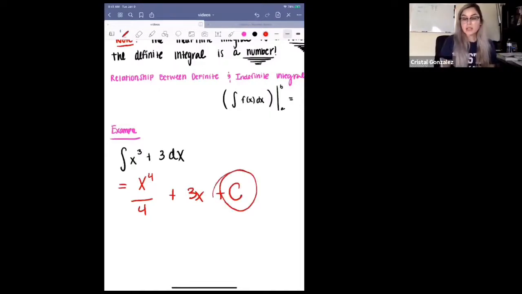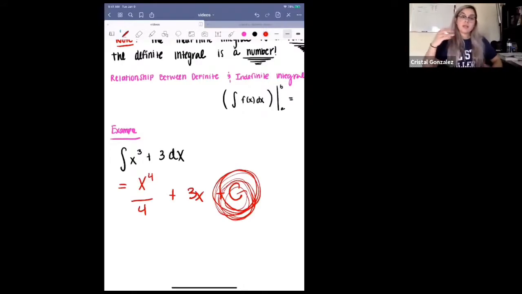And now I actually do really need this c. It's important because now I don't have bounds. I'm not evaluating it from one place. I'm not evaluating from a to b anymore. I'm just taking the overall antiderivative of this function.